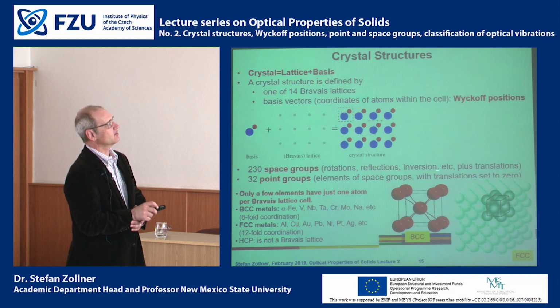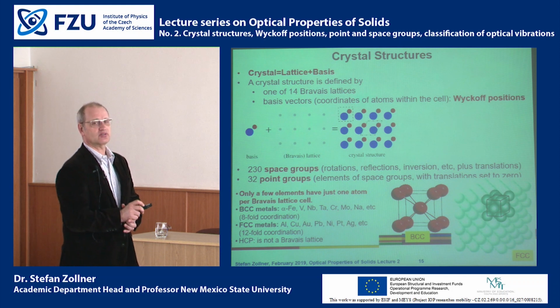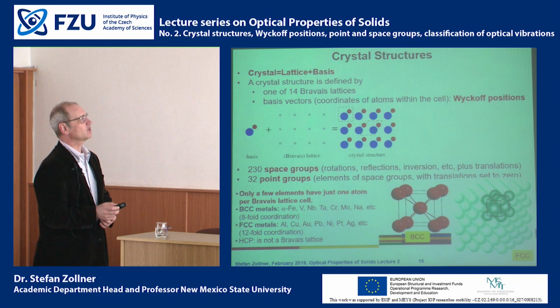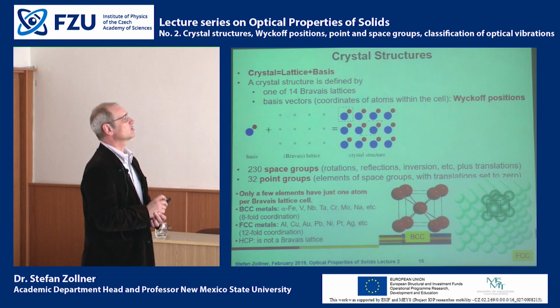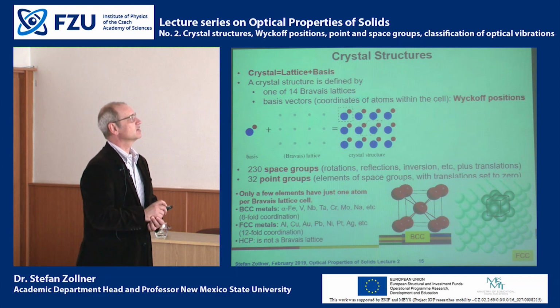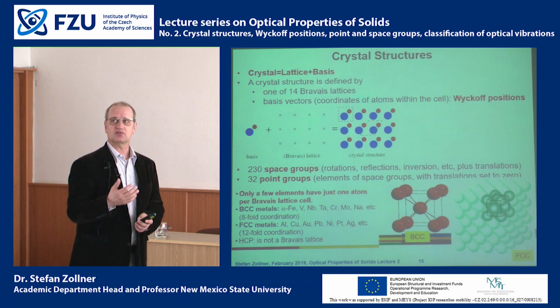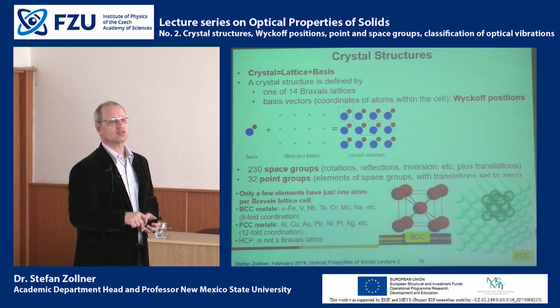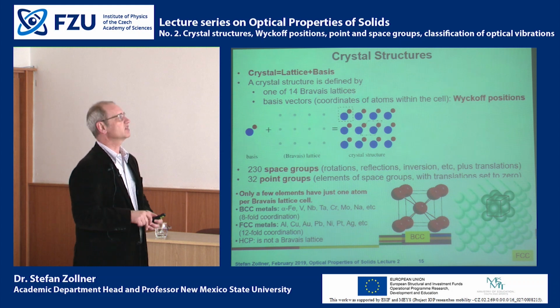If I set the translations equal to 0 in these 230 space groups, I'm getting 32 point groups which only include those symmetry elements where the translation has been set to 0. So if I don't worry about the translations, I have to worry about much fewer point groups. So what I will do now is I will show you examples of crystal structures that are becoming more and more complex.